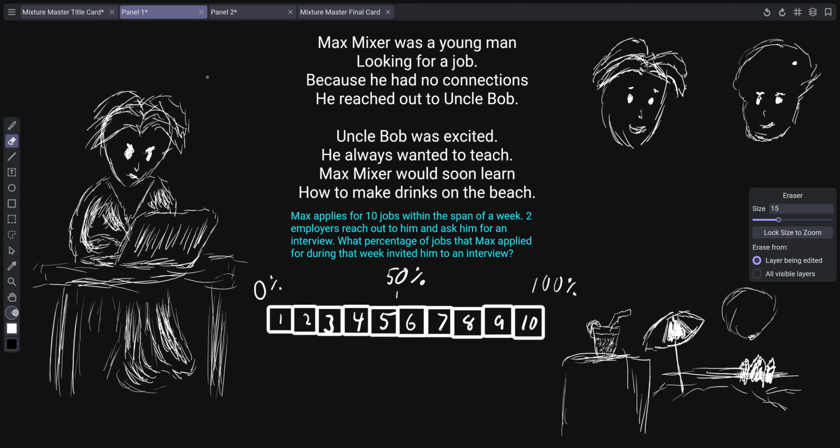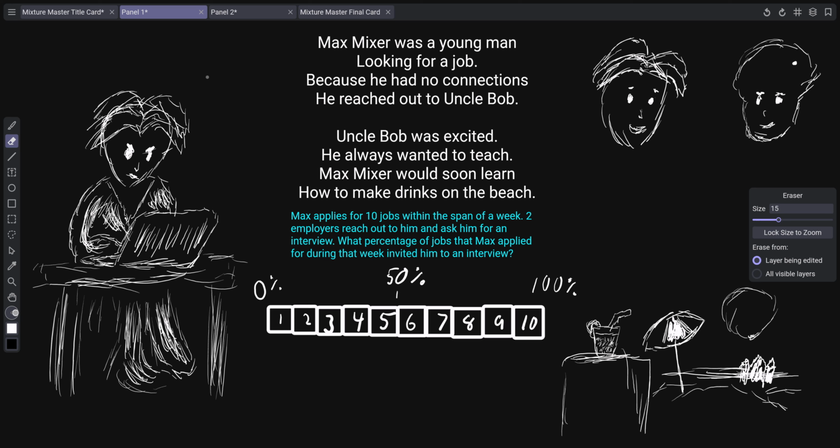Now, here in blue, I have created a little word problem. It goes, Max applies for 10 jobs within the span of a week. 2 employers reach out to him and ask him for an interview. What percentage of jobs that Max applied for during that week invited him to an interview?